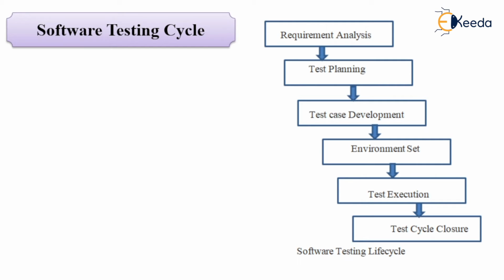Now, what are the activities done in requirement analysis? The first thing is analyzing the system requirement specification, preparing the requirement traceability matrix, and identifying the test techniques and test types. What are the testing techniques and how will you do it? What are the testing types and how will you do it? These two questions you need to answer.